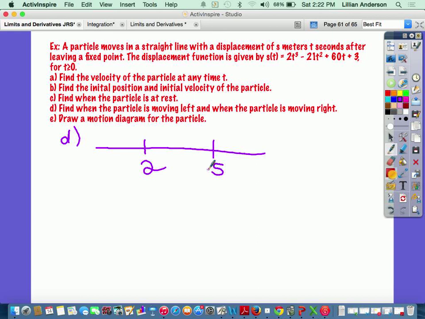And we also know that 0 plays a big role as well. Okay? Because think about it. We can't have a negative time, can we? So we're going to start at 0.